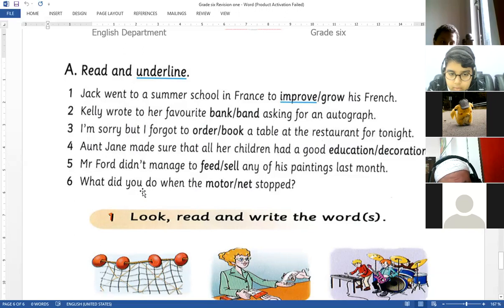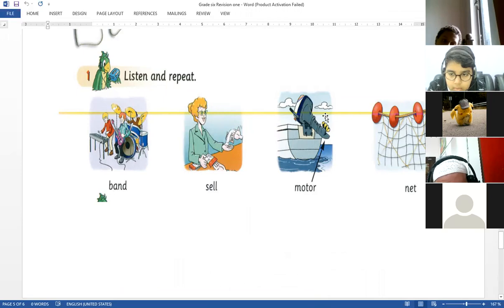And what did you do? Read the last one to me. What did you do when the motor stopped? The motor of the car, right? Yes, the motor, my dear student. We can have the motor of the car, the motor of the boat, okay? But not the net. The net doesn't stop.